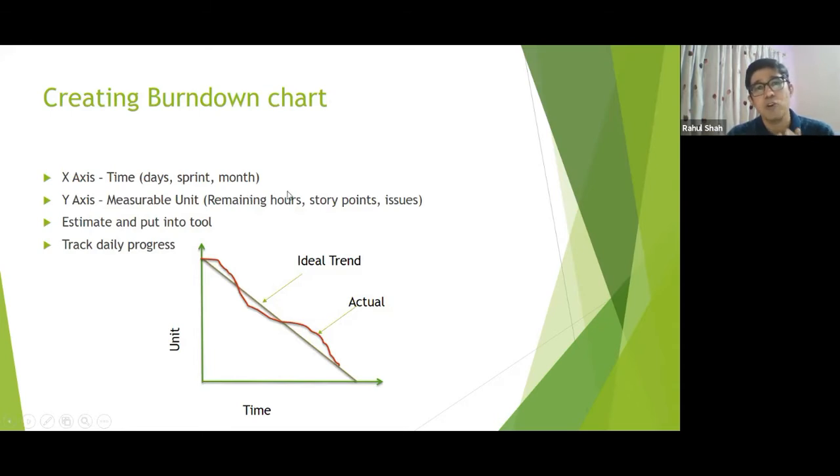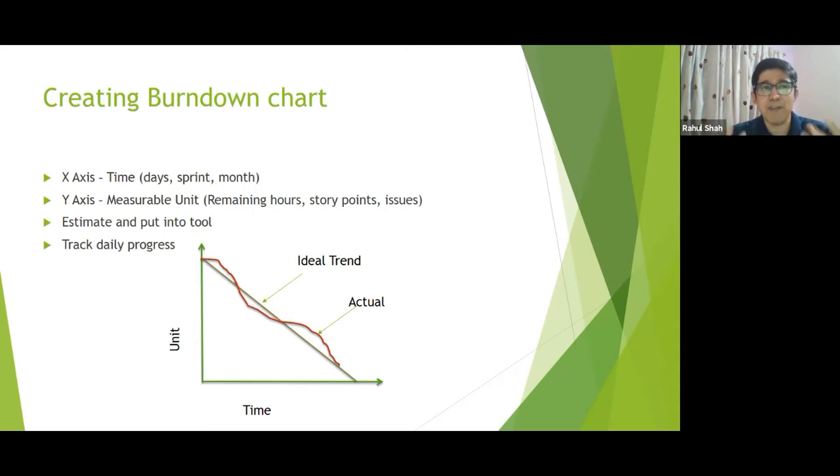If you want to measure something, like performance testing, and identify different spikes, you can put hours or minutes in the time axis. That's also fine, right? And on the y-axis, you will put a measurable unit. So not just remaining hours, but it can be story points. It can be the number of issues as well. The number of stories, right? That can also be created.